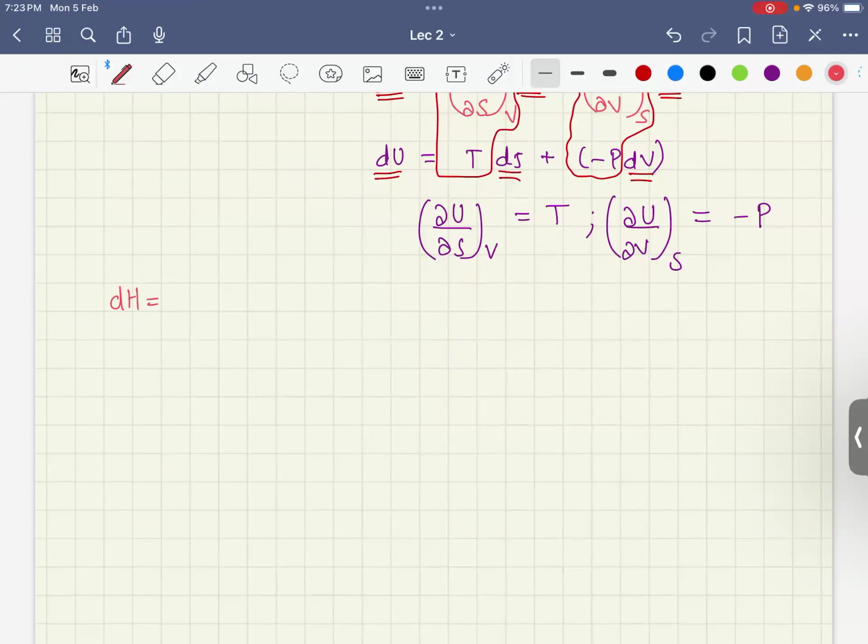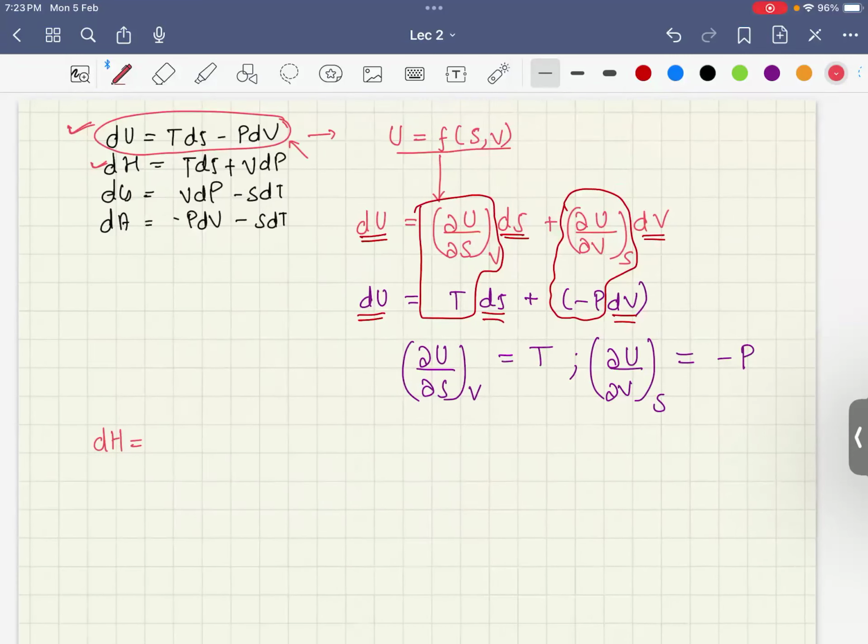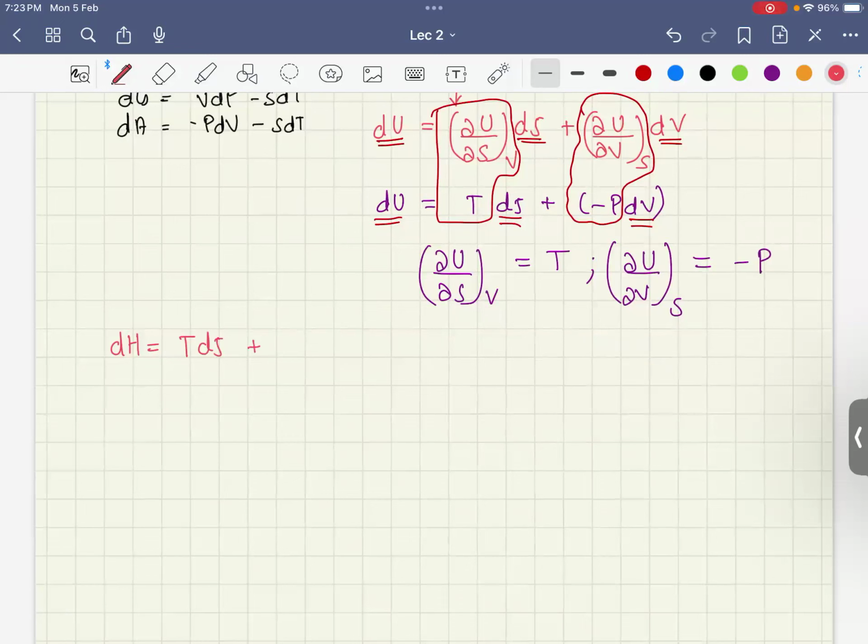dH is equal to V dP plus T dS, right? So now this H we are representing as a function of S and P. So all we have to do is differentiate it. How do you write H as a function of S comma P? So now, how can we write dH?